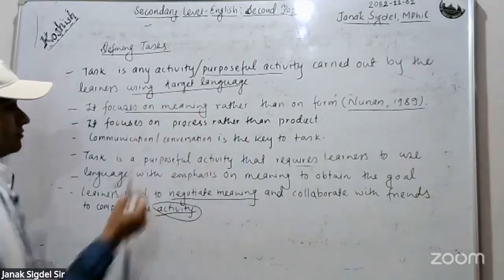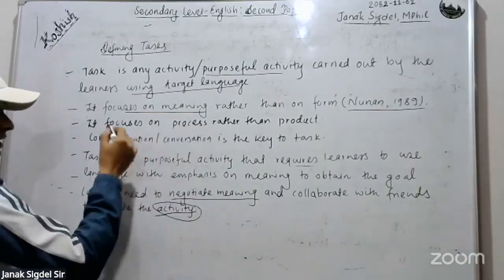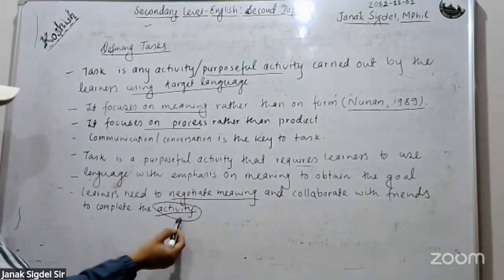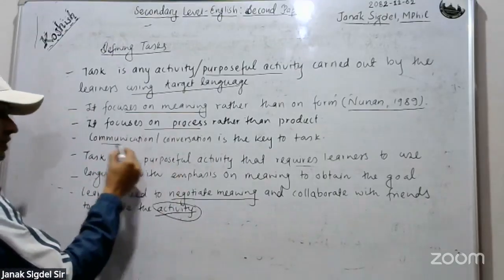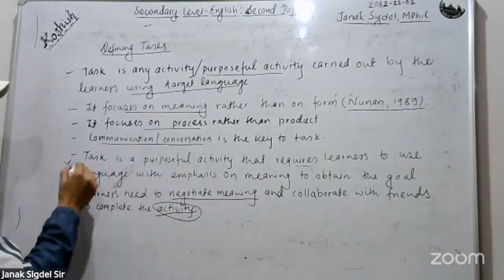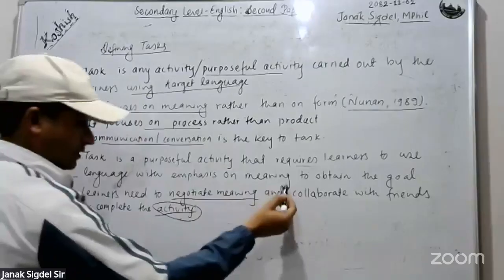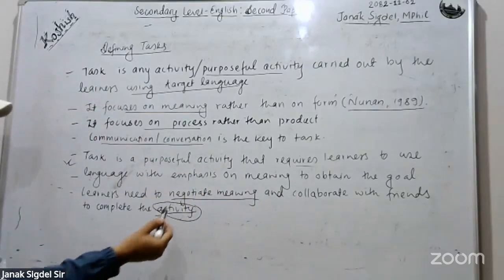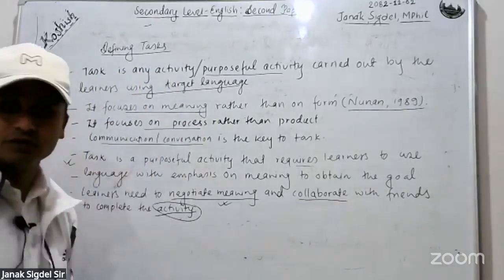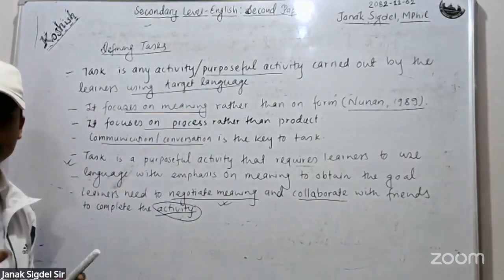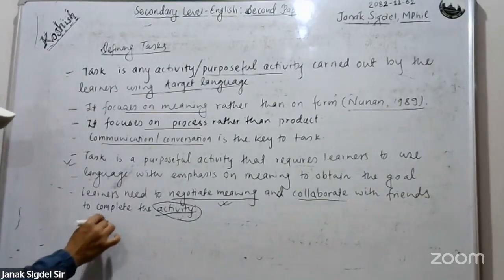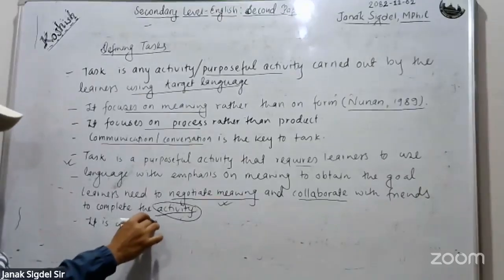It should focus on meaning rather than on form, and it's an activity that focuses on the process rather than product. It's an activity where communication or conversation is key, right? Therefore, we have concluded that it requires learners to use the language with emphasis on meaning to obtain the goal, right? So, negotiation of meaning and collaboration with their friends, they are key to successful tasks. Simple? So, it's another thing, it's a communicative activity.